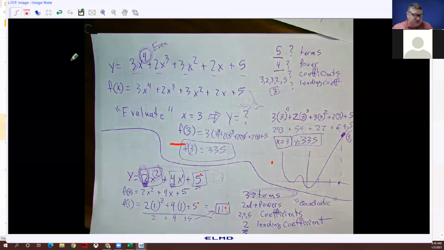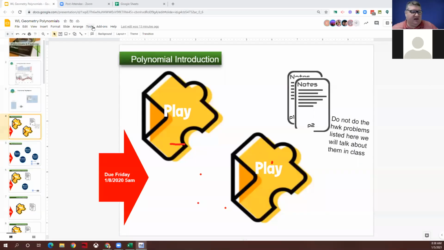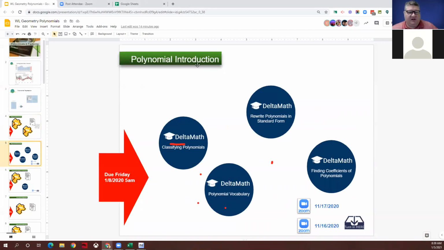Okay, so that is what we have for today. Let's go ahead and take a look at the slideshow. So we've talked about this slide, we've talked about this slide. Polynomial introduction, you need to do these 2 ed puzzles right here. Don't do the homework problems listed. We will talk about them together. Then you can start working on polynomials, so classifying them, rewriting them in standard form, finding coefficient, doing vocabulary. Well, gee, that's the same stuff we just did today together. So that shouldn't be too much of a problem.